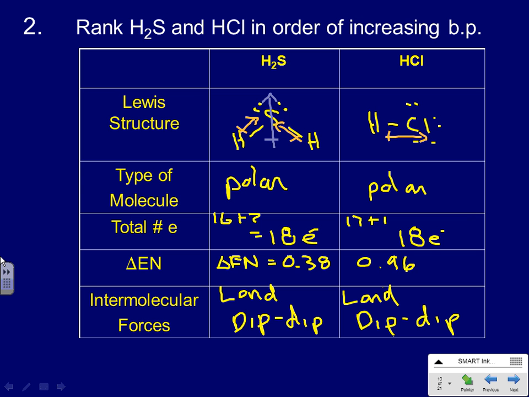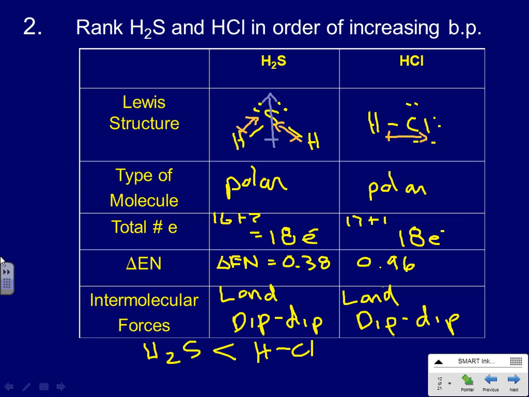So for our analysis, because the delta EN of the HCl is greater than the delta EN of the H2S, we're going to say that the H2S, its boiling point is less than the HCl. All right, and I don't know why I drew a little structural diagram with that. You don't need to put the bond with that.